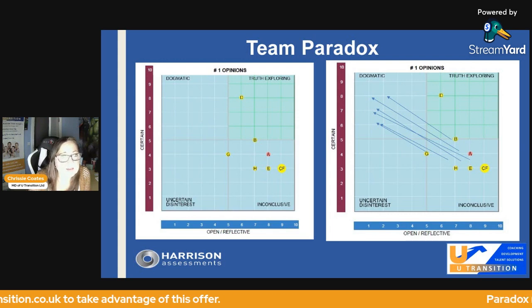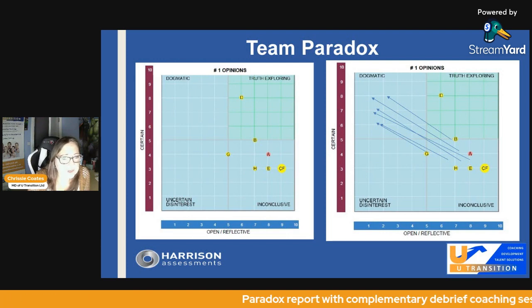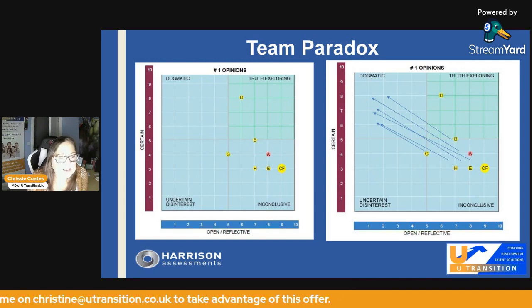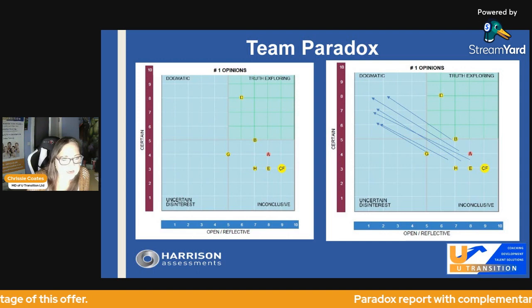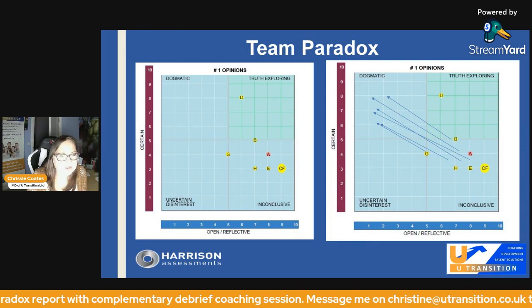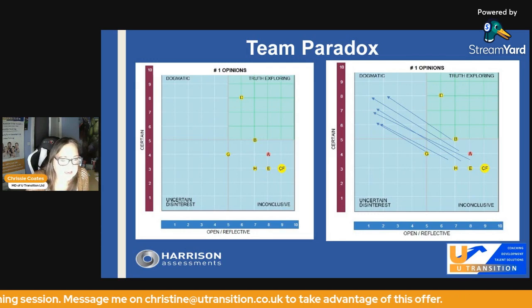So in this instance, the opinions paradox, where we've got the traits of certain, so being very clear on our own ideas and being able to express those clearly and forthrightly, balanced with that trait of open reflective, which is about seeking the views and opinions of other people. You can see here that the majority of that team sits in that bottom right-hand quadrant. So the open reflective trait is strong for the majority of the team. There's one where it's more balanced, and a couple that sit on the edge of the other quadrants, but largely the team sits in that inconclusive box.